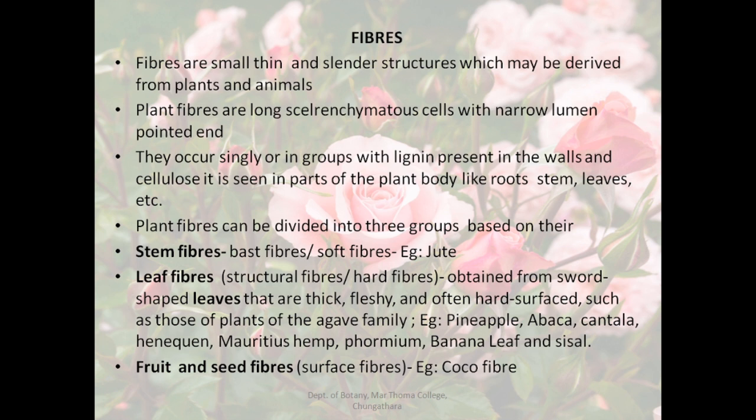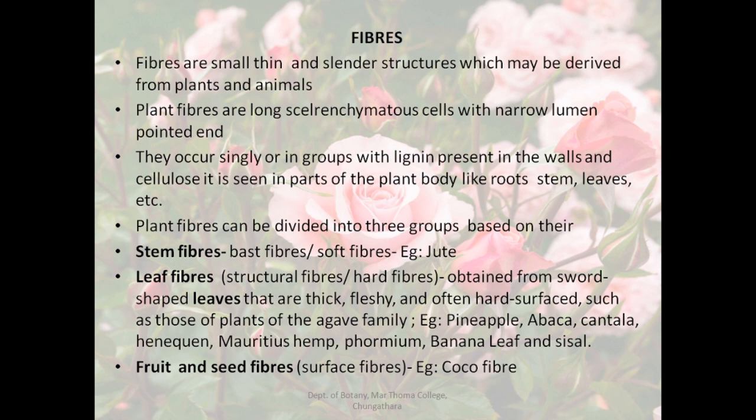Another part from which fibers are extracted is leaves. These are also known as leaf fibers, or structural fibers or hard fibers. Such leaves which produce strong fibers are normally sword shaped and thick in nature. Some of them are fleshy and often hard surfaced. Main family of plants from which leaf fibers are obtained is agave family, which has got large, narrow and thick leaves. Other plants include pineapple, abaca, cantala, Mauritius hemp, phormium, banana leaf, sisal, etc.